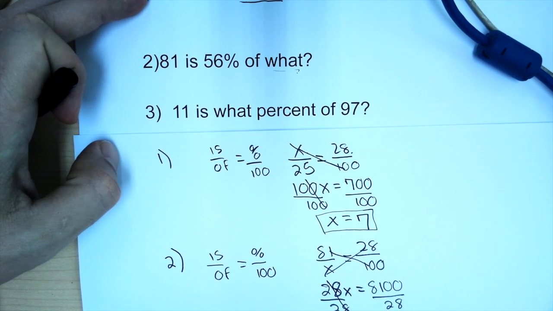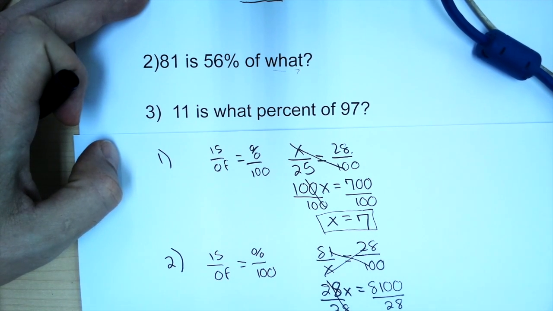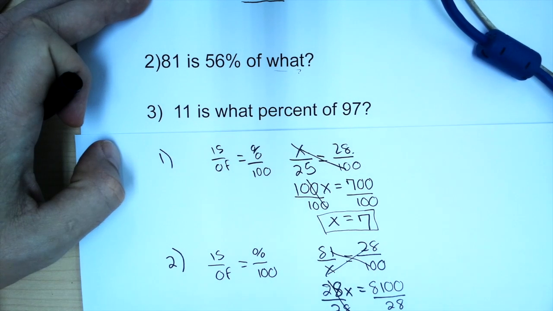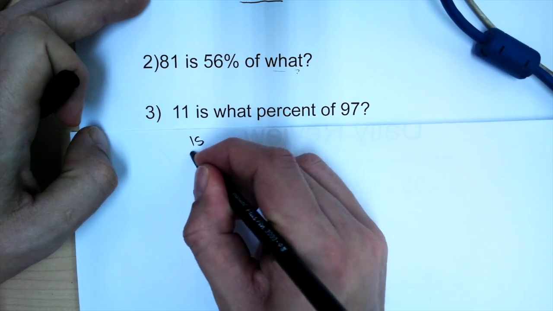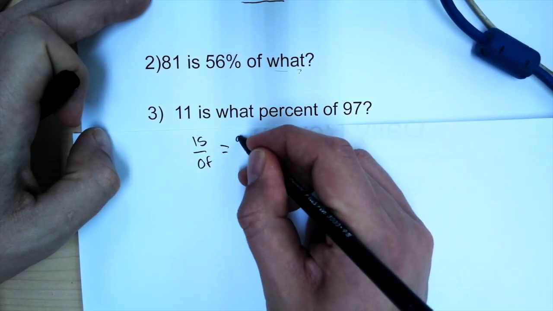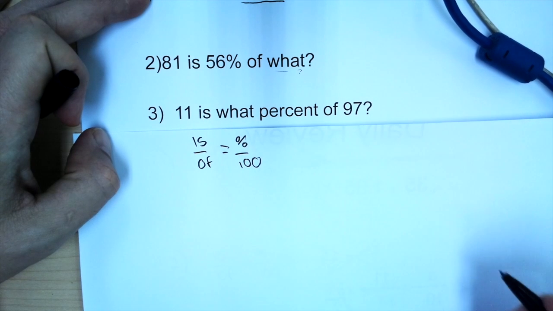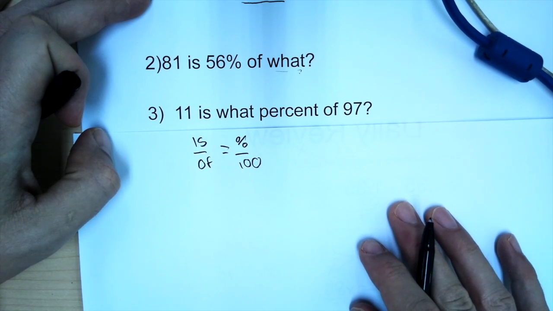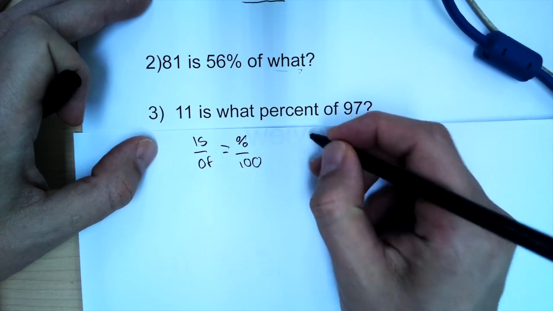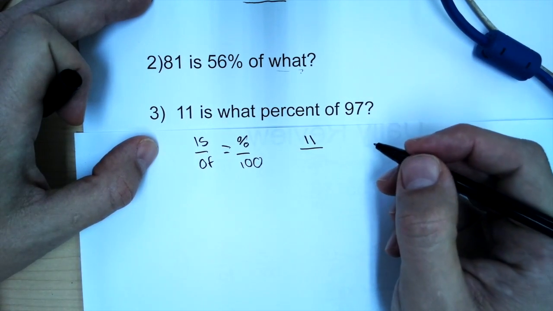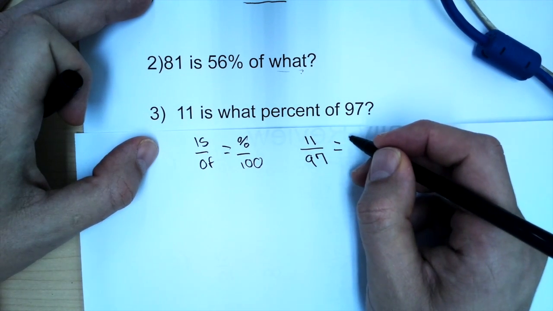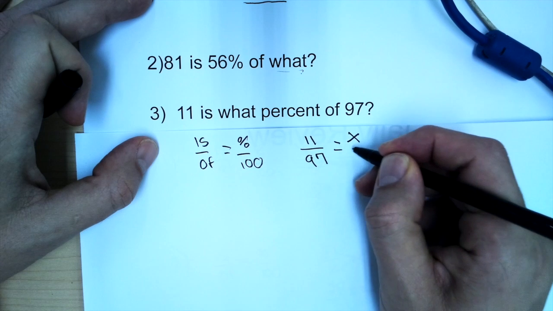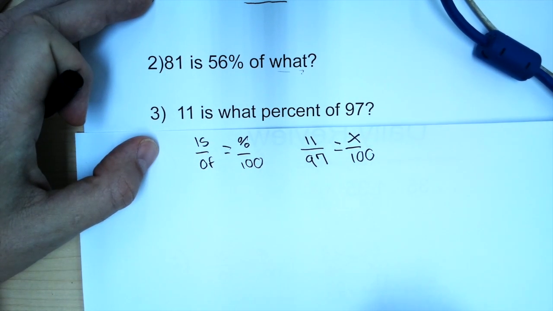Number 3. 11 is what percent of 97? All right, so again, we're going to want to use our is over of equals percent over 100. Let's fill in our blanks. 11 is, okay, so that means we have 11 over of 97. Percent, what percent? What means I don't know. So x over 100. Now we have our proportion set up.